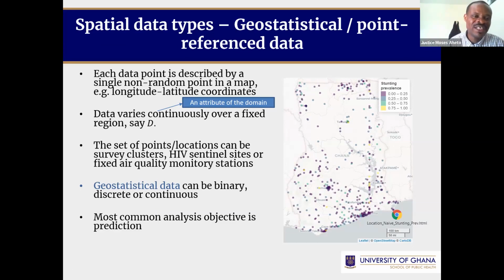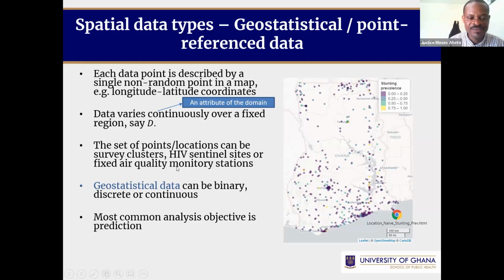Okay. So we say that each data point is described by a single non-random point on a map, for example, longitude and latitude coordinates, and the data varies continuously over a fixed region, say region D. Here, the set of points or locations can be survey clusters, as in this case, because in the Demographic and Health Survey, clusters are used. So what you're seeing here are cluster locations or enumeration areas. These are not individual respondent locations. These are enumeration areas or clusters shared by people around that cluster.